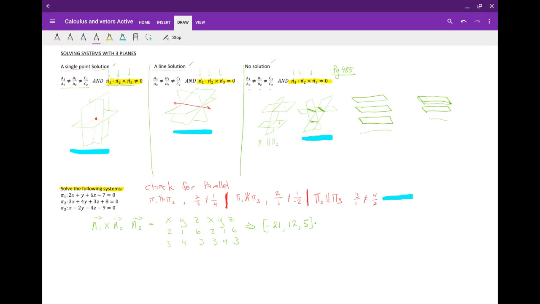Now I have to dot this with the last normal, which is 1, negative 2, and negative 4. Taking this dot product, it looks like I'm going to get a negative number, right? Negative 21 minus 24 minus 20. This is non-zero.